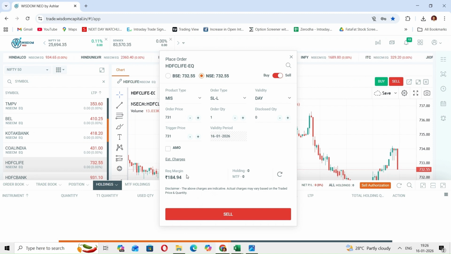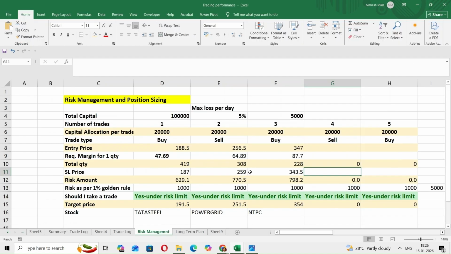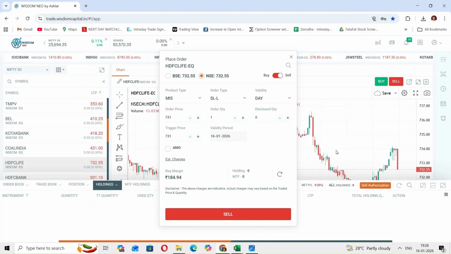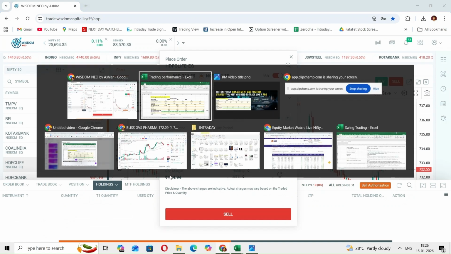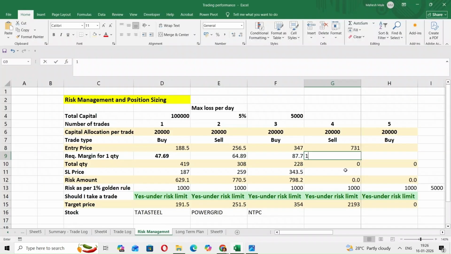And for one quantity I need 185 rupees, for example. So here, 731, the required margin for one quantity is 185 rupees. This is HDFC Life. The last one was NTPC. So 731 is my entry price for a sell trade.